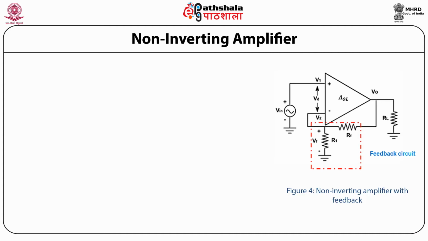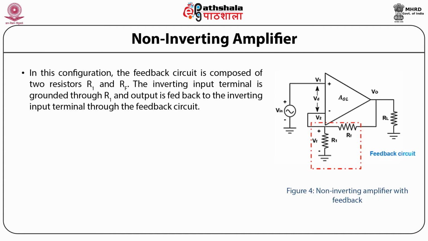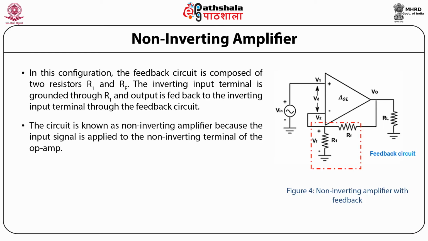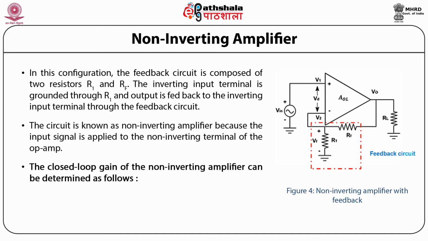As we can see, in this configuration the feedback circuit is composed of two resistors R1 and RF. The inverting input terminal is grounded through R1, and the output is fed back to the inverting input terminal through the feedback circuit. The circuit is known as a non-inverting amplifier because the input signal is applied to the non-inverting terminal of the op-amp. The closed-loop gain can be determined as follows.